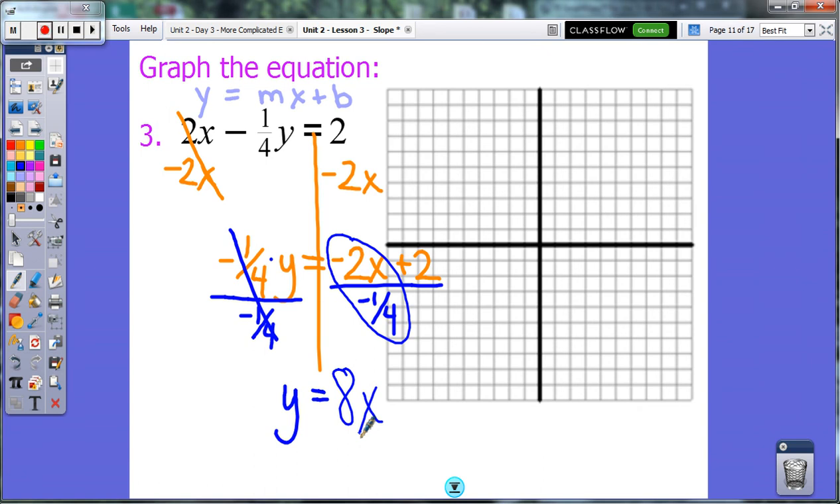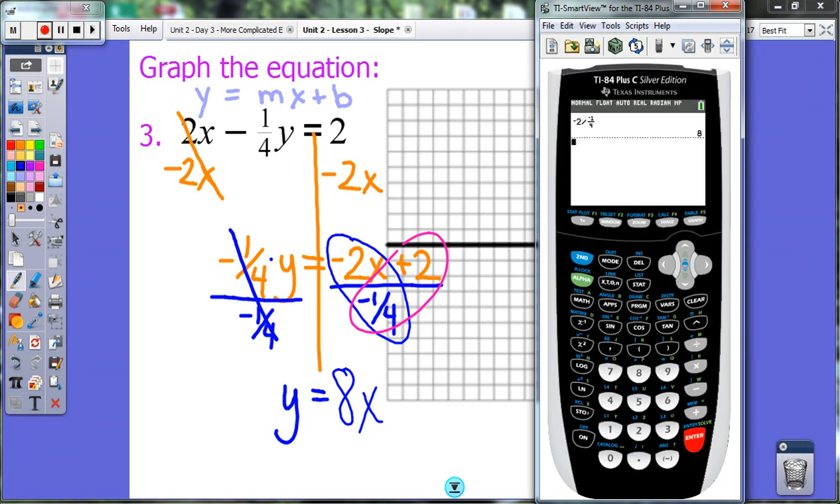Now the next thing I have to do is go back and take the 2 and divide it by negative 1/4. Okay? So I'm going to go back to my calculator, and now I'm going to do 2 divided by alpha y equals, and I hit the wrong button, so I'm going to quit to get back to my main screen. 2 divided by negative 1/4.